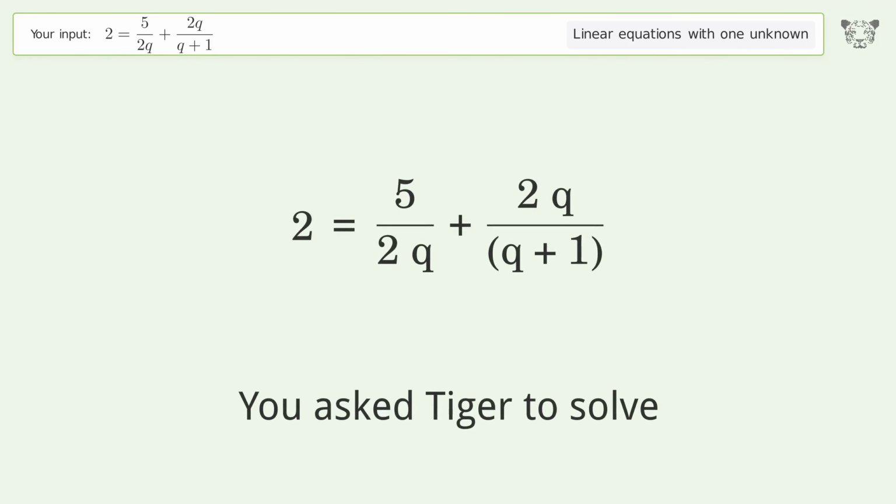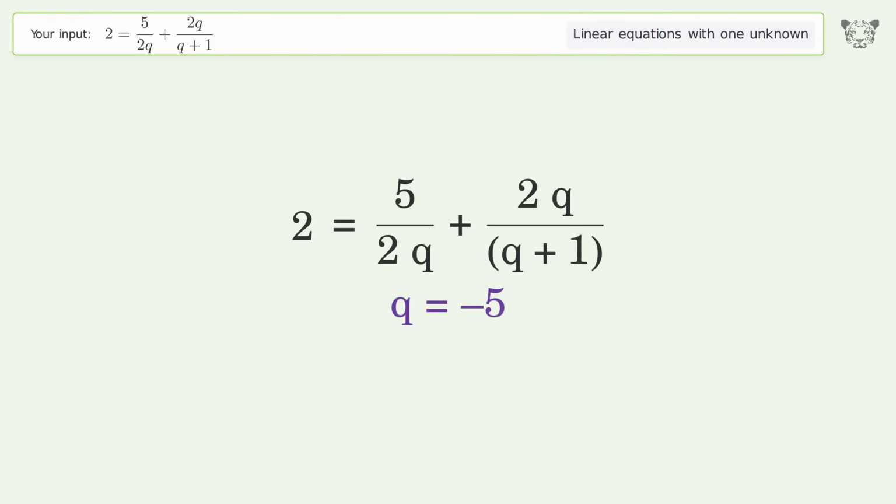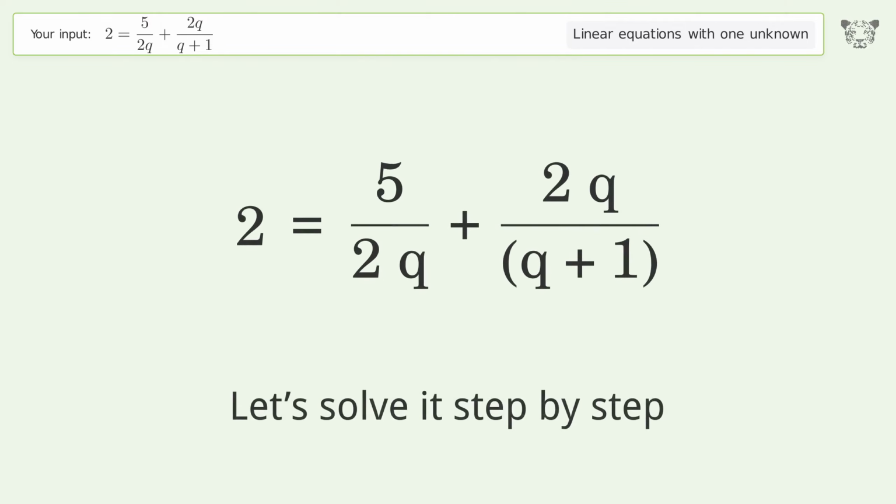You ask Tiger to solve. This deals with linear equations with one unknown. The final result is q equals -5. Let's solve it step by step.